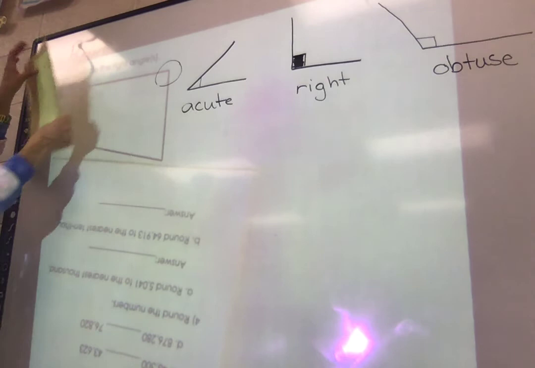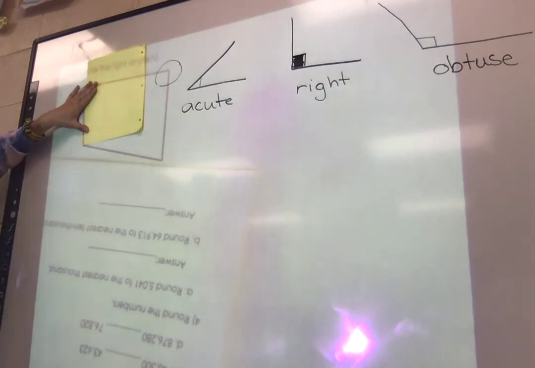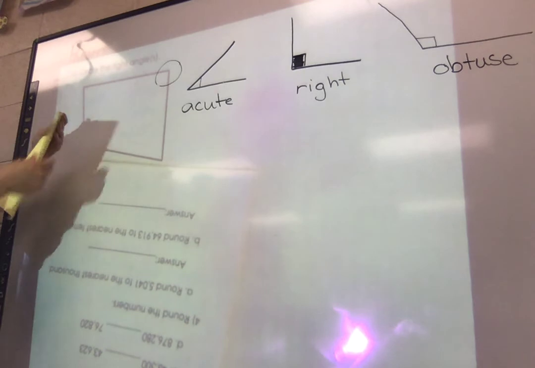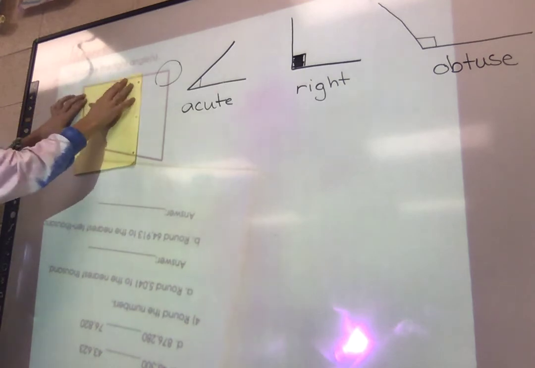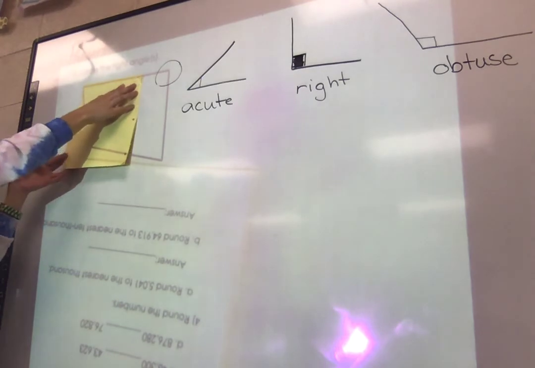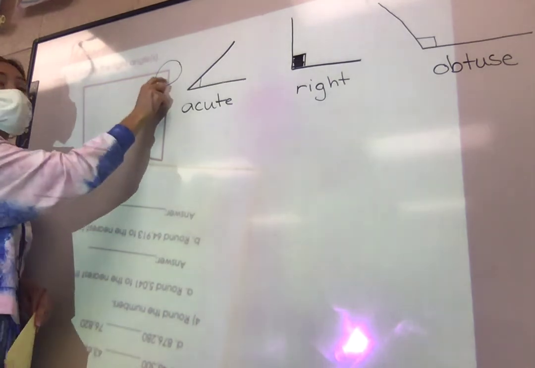What about this one? If I put my paper here, does it fit my paper perfectly? No. Is it a right angle? No. This one up here, which is the one I think you were tricked on. If I put my paper here, is it a right angle? No. So this paper trick will be fabulous for you to use tomorrow. Okay? So the only right angle is this one up top.